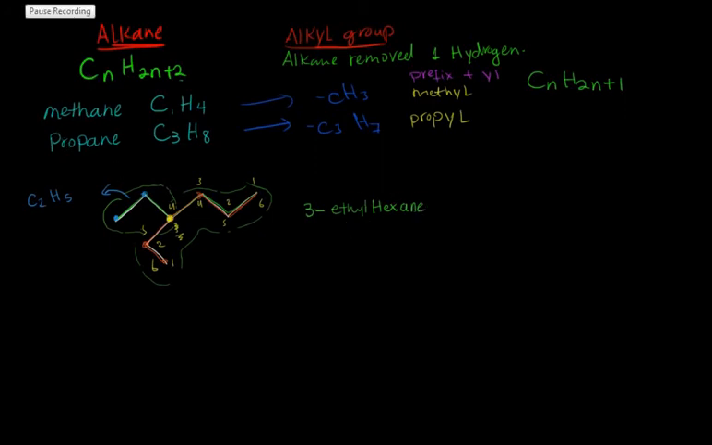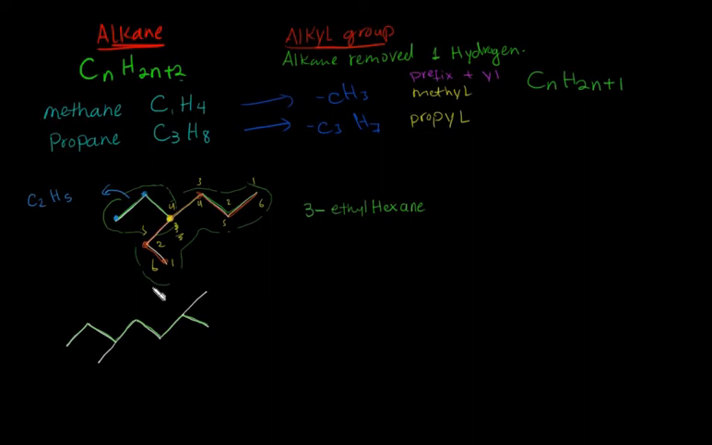Now let's take another example. So now let's just name this shape. First, as we said before, we should take the longest continuous chain of carbons. So this is 1, 2, 3, 4, 5, 6, and 7.